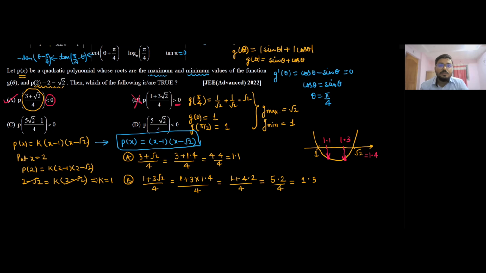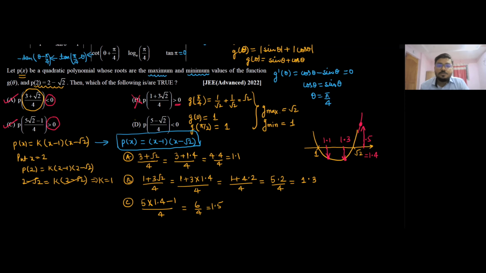Okay, then coming to the third option. Third option is (5 into root 2, root 2 is again 1.4, minus 1) divided by 4. That is 7 minus 1, 6 by 4, which is 1.5. And now where is 1.5? 1.5 is on the right of root 2. So for that, the graph is going to be above the x-axis, means positive. So it is written positive, means correct option.